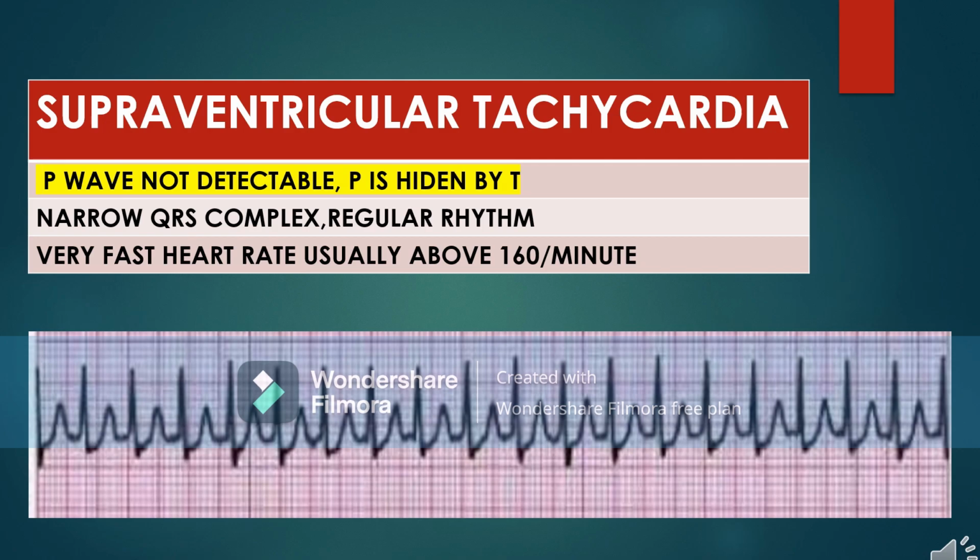Supraventricular tachycardia. In this, P wave not detectable. P is hidden by T. Narrow QRS complex and regular rhythm. So comparing to the ventricular tachycardia, that is wide and here it is narrow. Very fast heart rate, usually above 160 or 180. So these all are the features for SVT or supraventricular tachycardia.